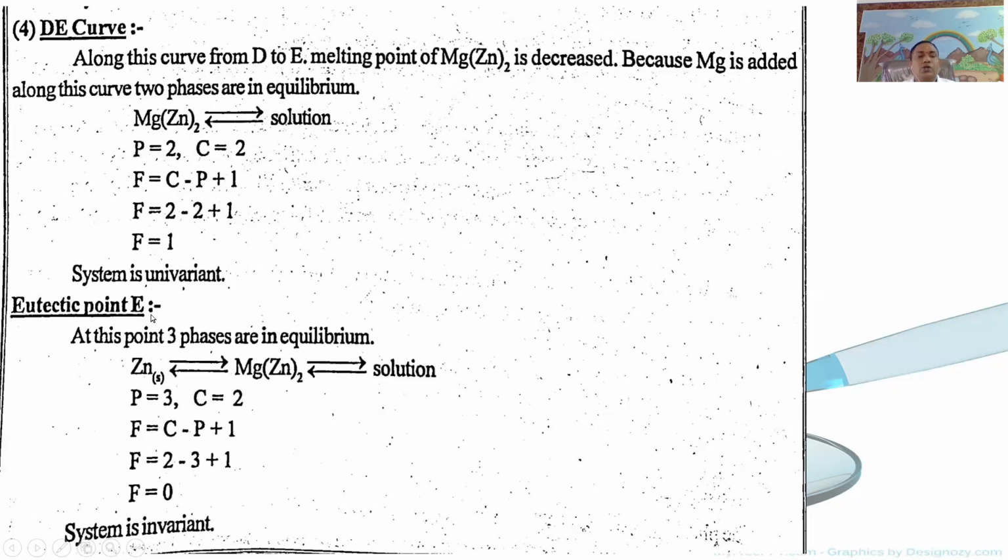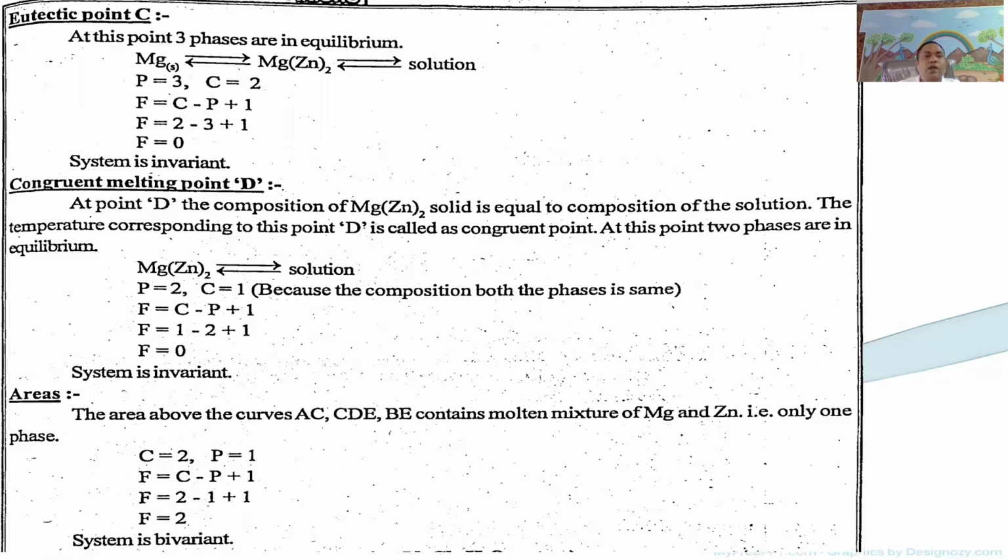Next, the eutectic point E. At this point, three phases are in equilibrium: solid zinc, the solid magnesium zinc compound, and the molten solution. Here P equals 3, C equals 2, F equals C minus P plus 1, so F equals 2 minus 3 plus 1 equals 0. The system is invariant, or zero variant system.